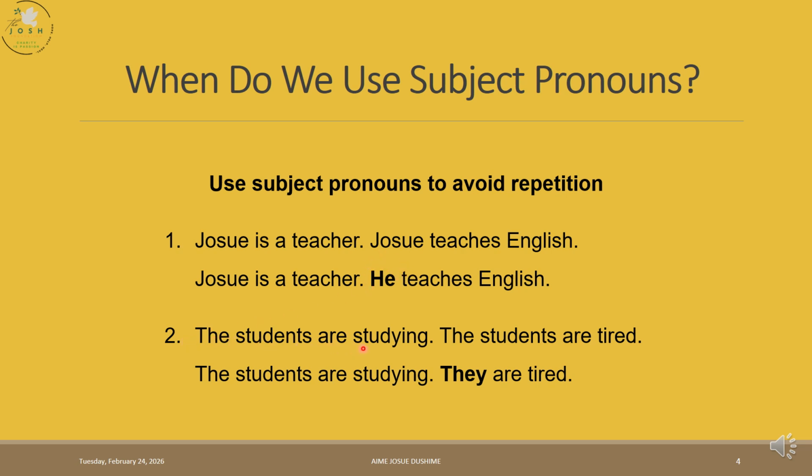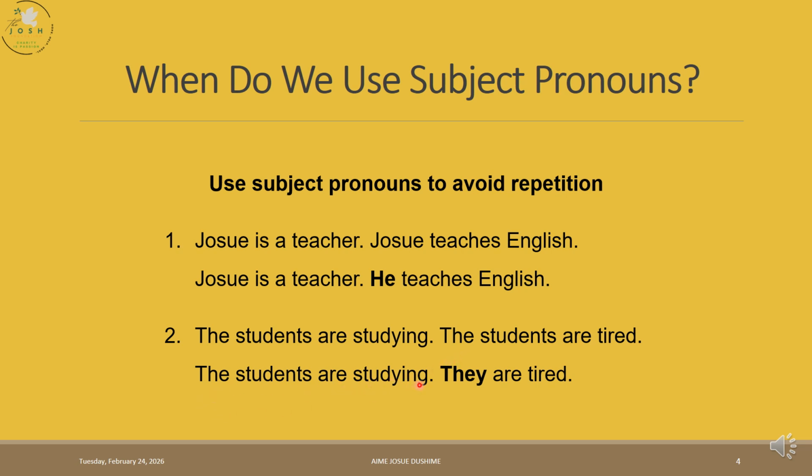The students are studying. The students are tired. You see, here we have the students, and here we have also the students. Instead of doing this kind of repetition, we can say, the students are studying, they are tired. We use this they to replace the students.